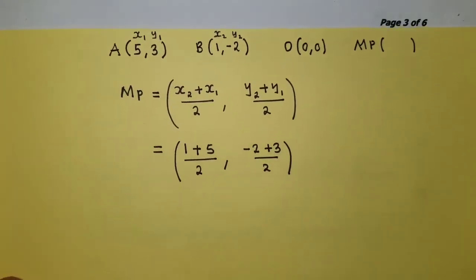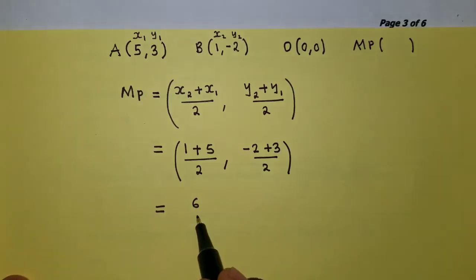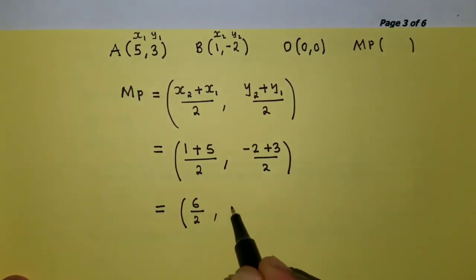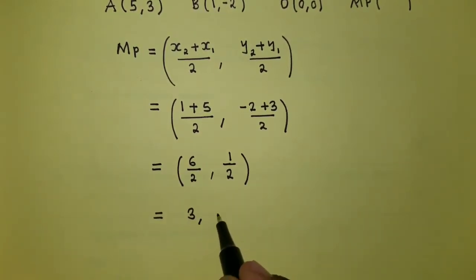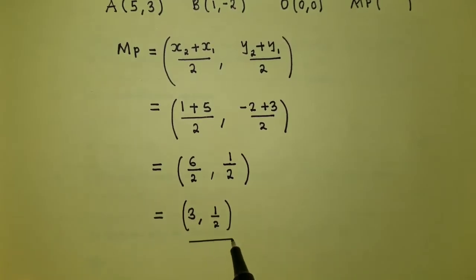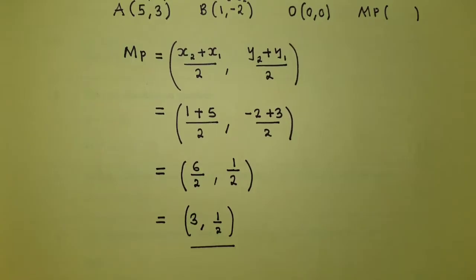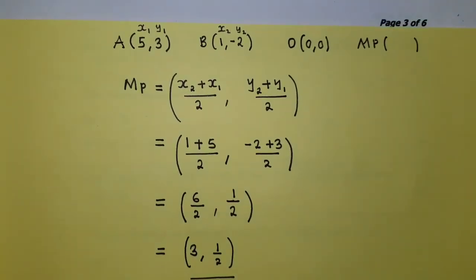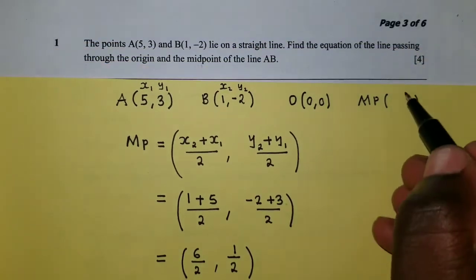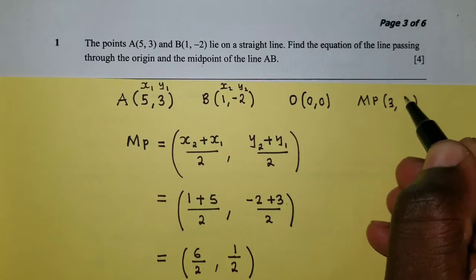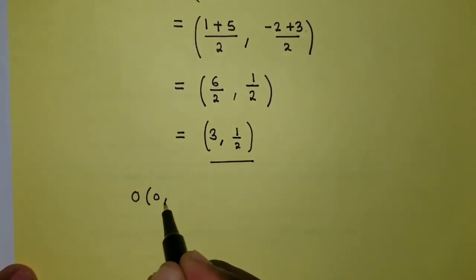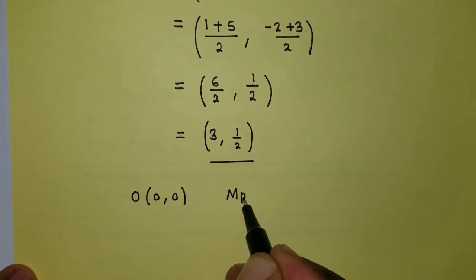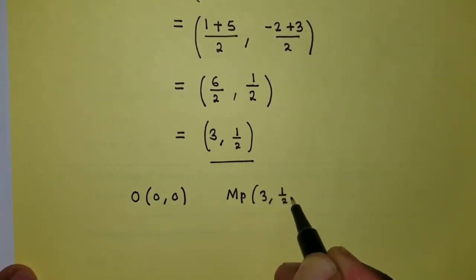Okay. So we just solve. We are getting 6 over 2, comma, here it's 1 over 2. We simplify further. This is giving us 3, 1 over 2. Okay, so we have found the coordinates of the midpoint. So after finding the coordinates of the midpoint, we now find the gradient. So we are going to get the 2 points, the origin and the midpoint, which is 3, 1 over 2.